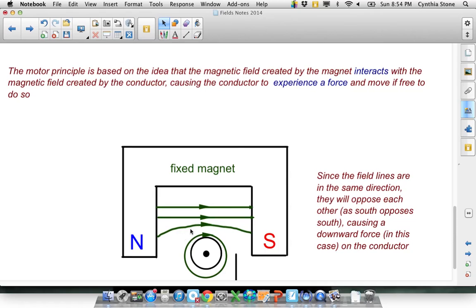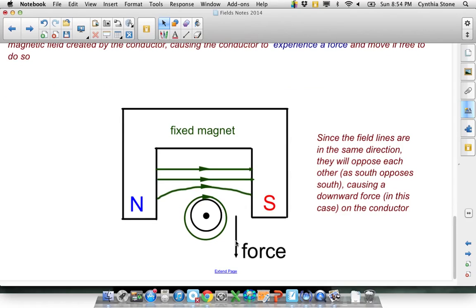In this particular case, our magnetic field on the fixed magnet points south, and on the conductor it goes in a clockwise fashion. These two fields are then both in the same direction. That's going to cause a push down on the conductor, and the field will bunch up. They're trying to get away from each other, because just like electric charges, similar magnetic poles repel, like north repels north. It's the same idea. So this thing will feel a force downward. And that's the motor principle.